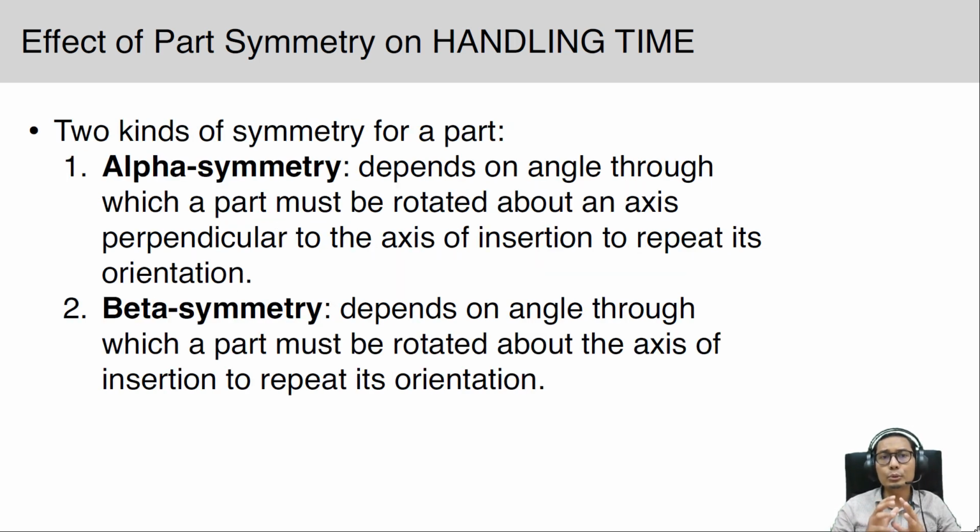And there are two kinds of symmetry for a part, which are the alpha symmetry and also beta symmetry. What is meant by alpha symmetry is that it depends on the angle through which a part must be rotated about an axis perpendicular to the axis of insertion to repeat its orientation, while the beta symmetry depends on the angle through which a part must be rotated about the axis of insertion to repeat its orientation.